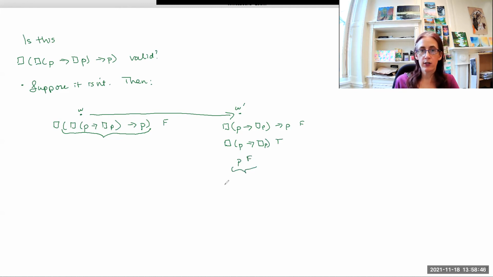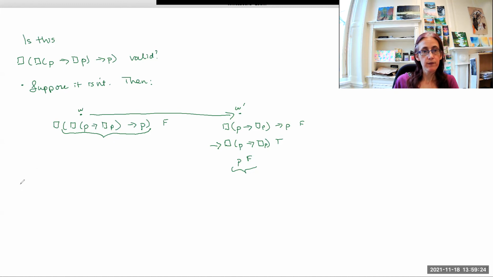So if we were trying to create a frame and a model, well, we've got the frame here with W and W prime and W seeing W prime. And we would say that our valuation makes P false at W prime. So tick for the atomic level, can't do anything more there. We need to check this formula to ensure that it is in fact true. It's a necessity claim. W prime is a dead end. Every necessity claim is true at every dead end. Therefore, we can say that this is a model that makes this formula false.